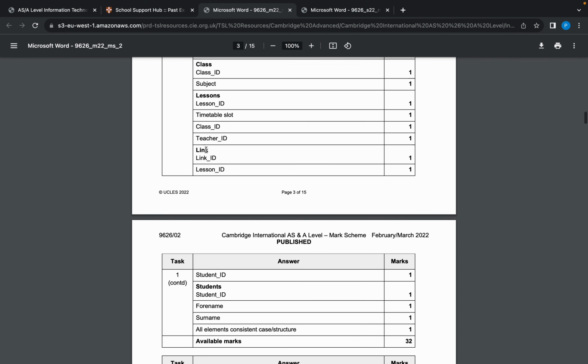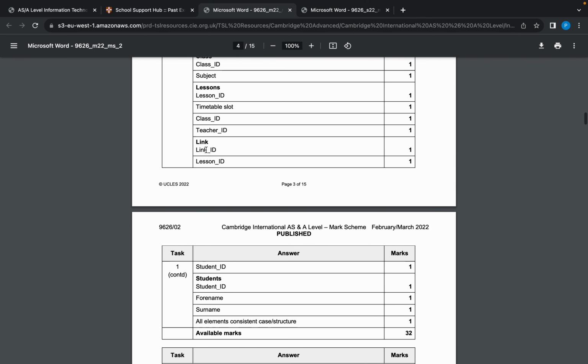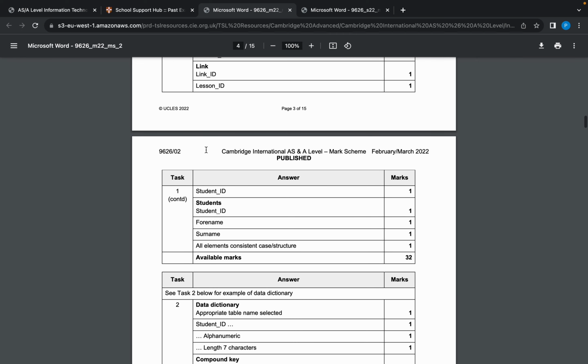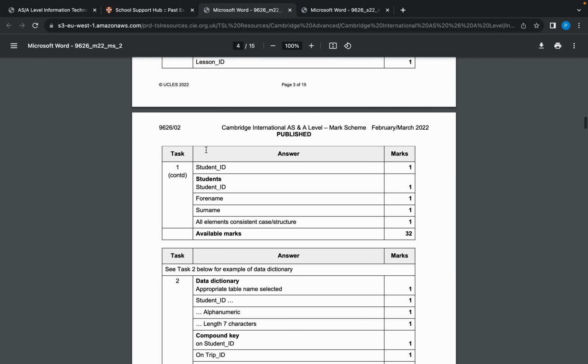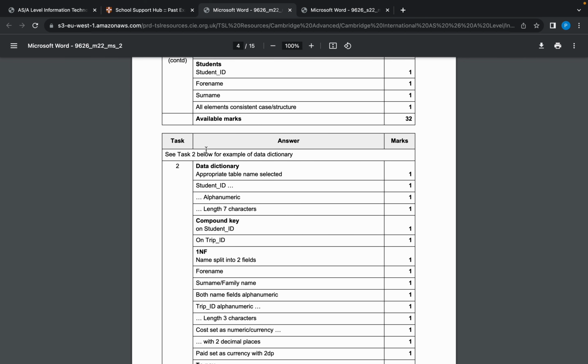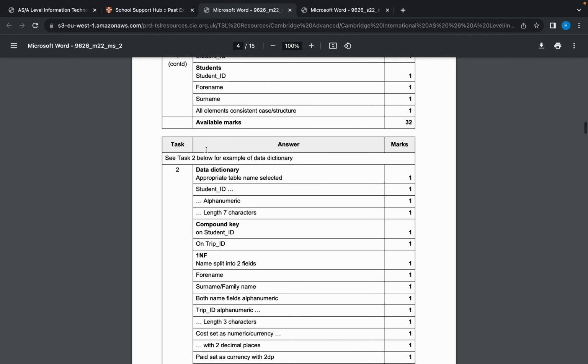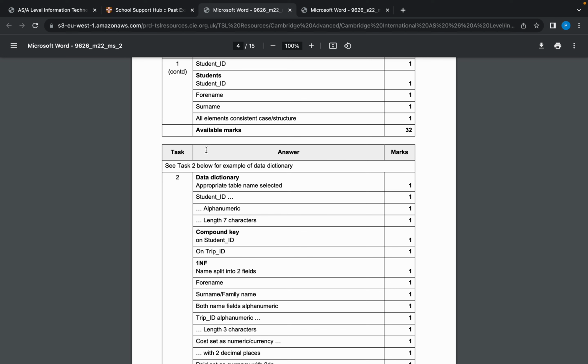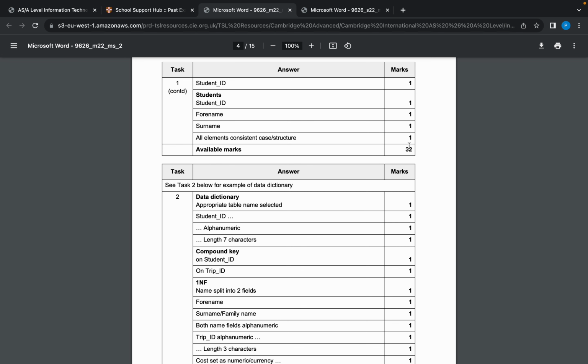Okay, then you have to go through each one of these. The lessons, yep. Then the link requires the link ID, done. Lesson ID, yes. And student ID, yes. Students require the student ID. A name. Oh, see, I'll get minus 2 because I should have actually put a surname in there. That's silly that I didn't do that. All elements consistent in case structure. Yeah, okay, I would have done that. As you noticed, I did fix that, so I would have got a mark for that. All right, 30, so I would have got 30 out of 32.